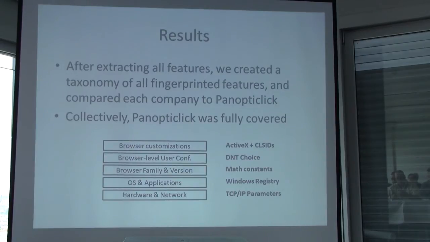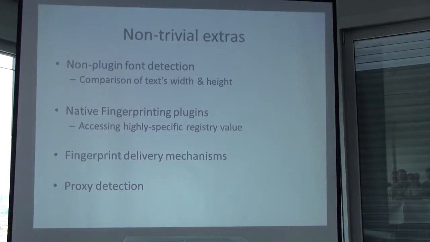And our best theory so far is that if you have these long mathematical constants with a lot of floating point digits, in some browser vendors, in specific architectures, the floating digits at the very end will be a bit different. So these could be used to make sure which browser they're running on. Then at the OS and application level, we found fingerprinting done of the Windows registry and even of TCP/IP parameters on hardware and network. So I'm going to talk to you about non-trivial extras, and you can read more in the paper if you're so inclined.